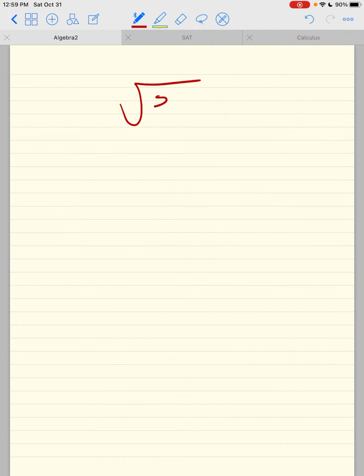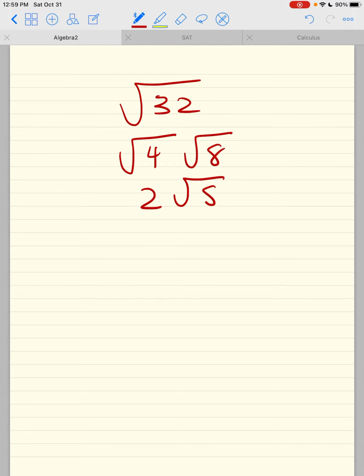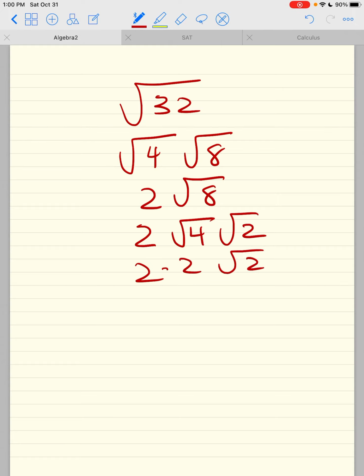Square root of 32, if you break up 32, and you choose 4 times 8, that's great. But then you have to break up the 8 again. 8 is 4 times 2. So 2, 2, rad 2. These numbers are next to each other, and it's 4 rad 2. So this is the most basic way of adding and subtracting radicals, okay?